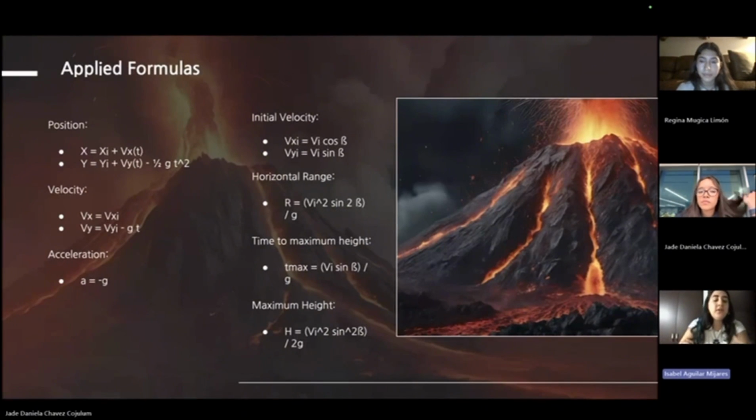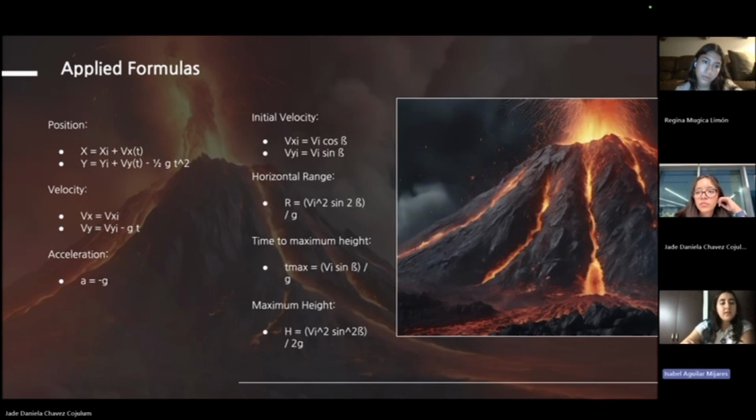The formulas that we used to calculate these graphs were, for position, x is equal to the initial position plus the velocity in x times the time. y is equal to the initial position of y plus the velocity in y times the time minus one half multiplied by the gravity multiplied by the time squared. To find the components of initial velocity, we used for x initial velocity the cosine of theta, and for y initial velocity the sine of theta.